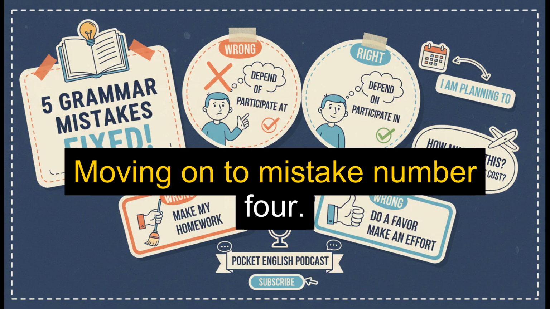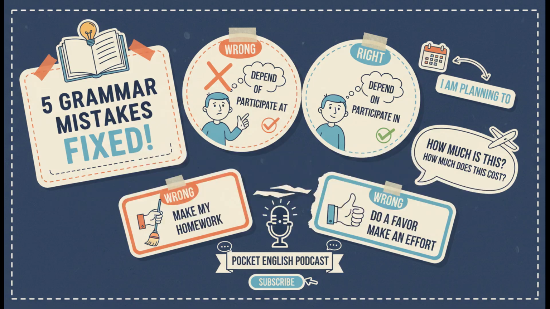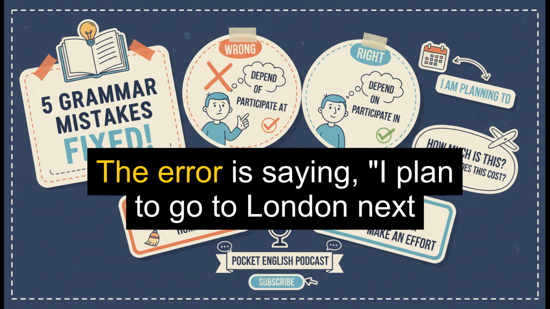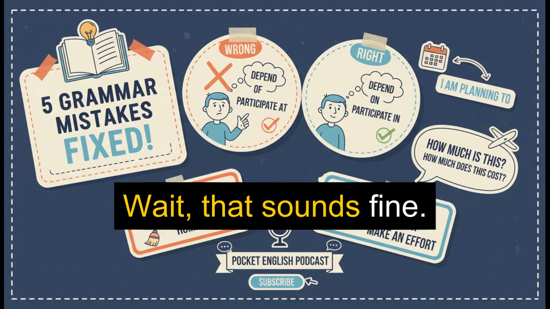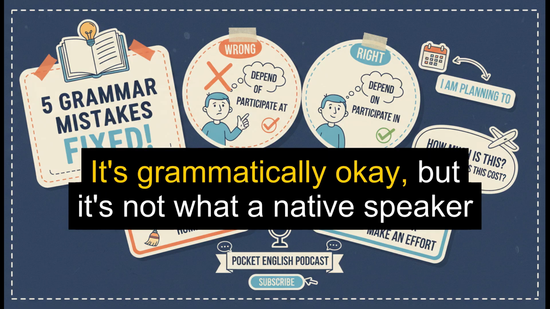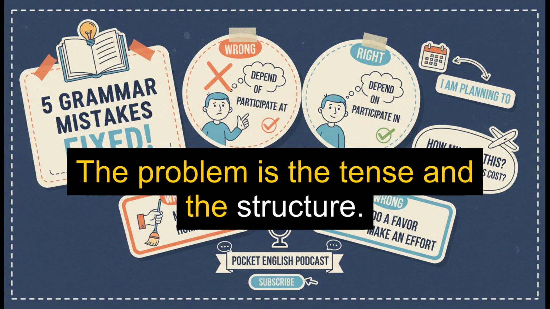Moving on to mistake number 4. This one is simple but extremely common in speaking, especially when talking about future plans. Oh yes, the error is saying, I plan to go to London next year. Wait, that sounds fine. Why is that a mistake, Sarah? It's grammatically okay, but it's not what a native speaker usually says in casual conversation. The problem is the tense and the structure.